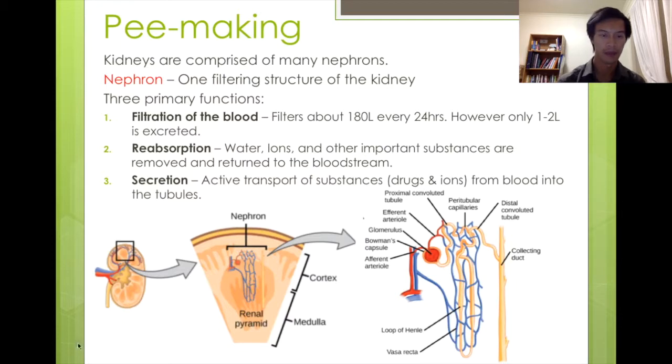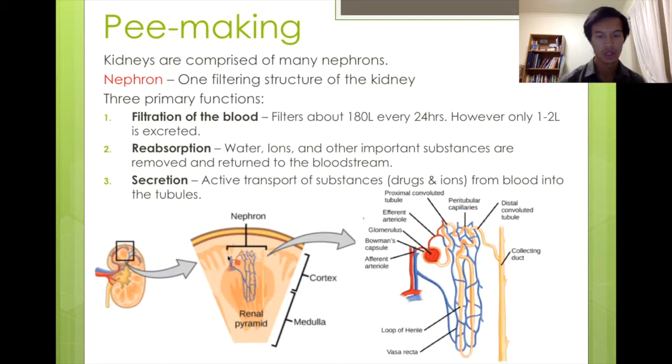So here's a diagram of what it looks like. There's your kidney, and if you zoom in on this particular component, the nephron is a single unit connected to a blood capillary network, and then it goes down, back up, and then it has this collecting duct that gets removed.